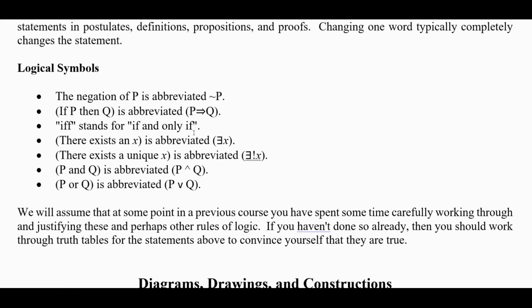IFF stands for if and only if. There exists an x is abbreviated with this symbol. There exists a unique x is there exists with an exclamation point. That's it. P and Q is abbreviated by this caret symbol. P or Q is abbreviated with that symbol, basically upside down, kind of like a V.